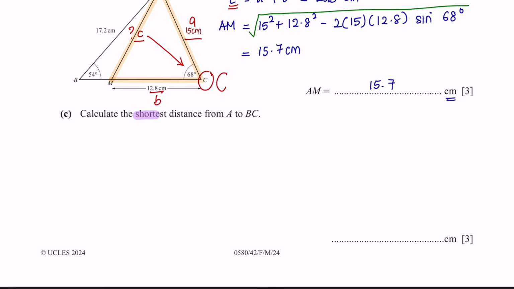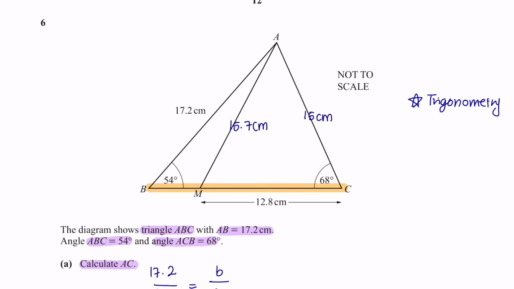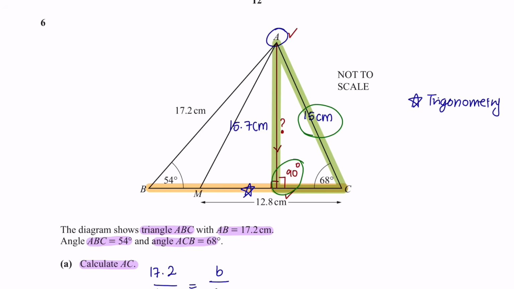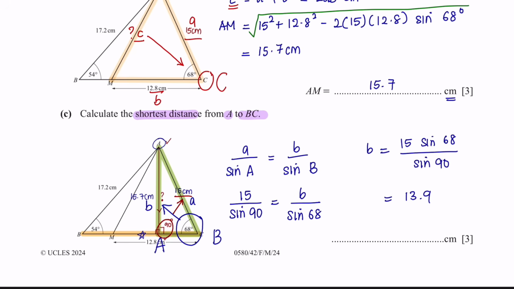Next, question C. Calculate the shortest distance from A to BC. So this is the line B to C. And we're looking to find the shortest distance from A to this line. The shortest distance from A to line BC would be to travel in a straight line. So to find this length, we can use this triangle as a reference. We've got a pair of angle and a side, so we can use the sine rule to solve this. So we have one angle and the opposite side. We can use that as our uppercase A and lowercase a, making this our uppercase B and the opposite would be a lowercase b. So rearranging this, we will get b equal to 13.9 centimeters.